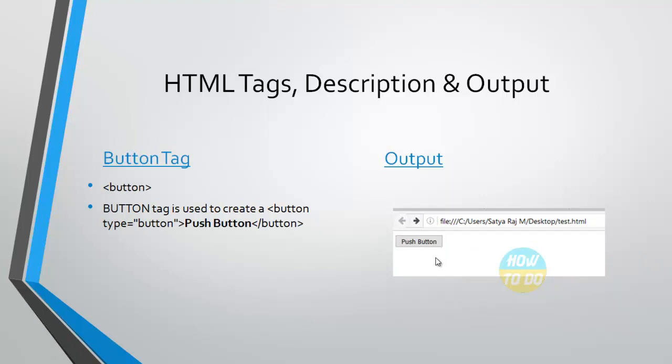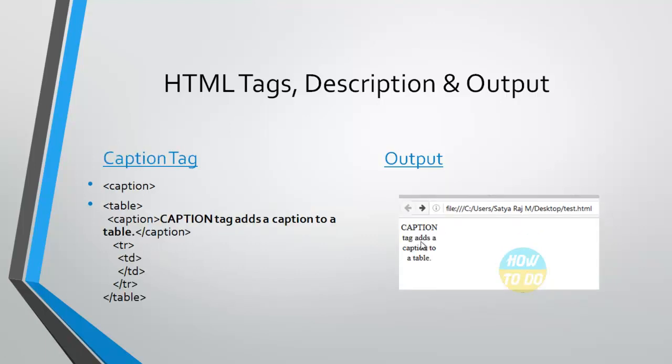Next comes the button tag. This is ideally used to create a button, and the syntax for the same would be open bracket button type is equal to, I'm giving the button option over here, button in apostrophe, close, and push button. Push button is the name of this particular button which I'm giving, and then close the button tag. So this is the output which you will be getting in HTML format, wherein if you click this, you'll be getting it as a normal button.